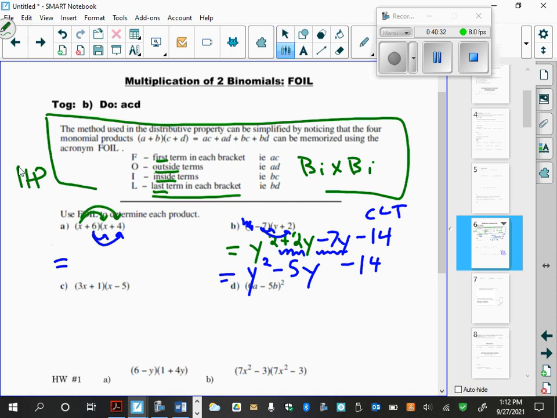The green arrows: x times x is x squared. x times 4 is 4x. That's the time. Do the blue arrows. The first blue arrow is 6 times x, which is 6x. And then 6 times 4, which is 24.